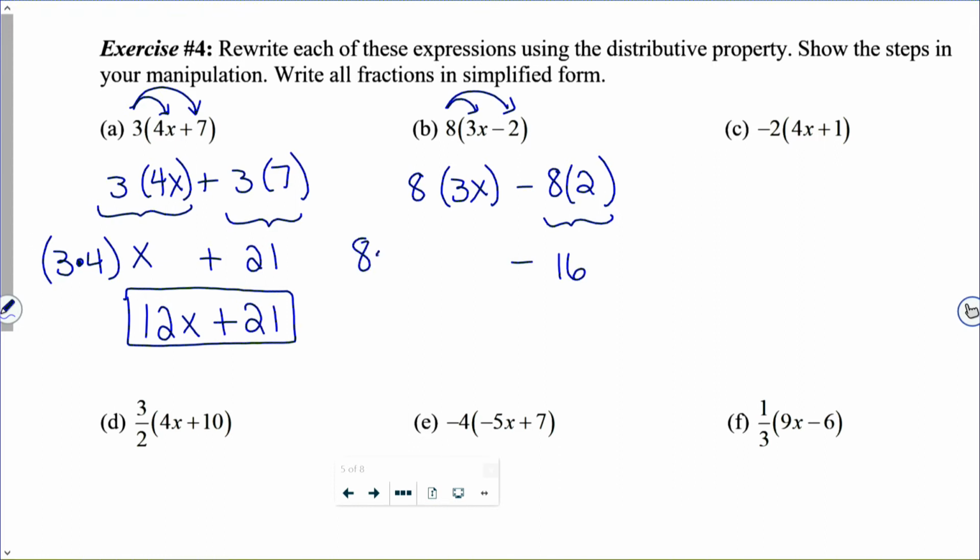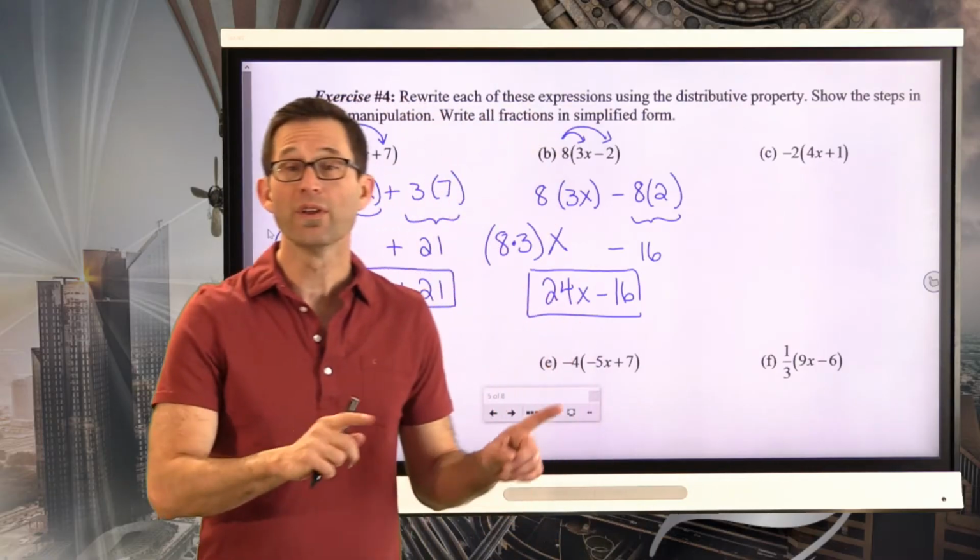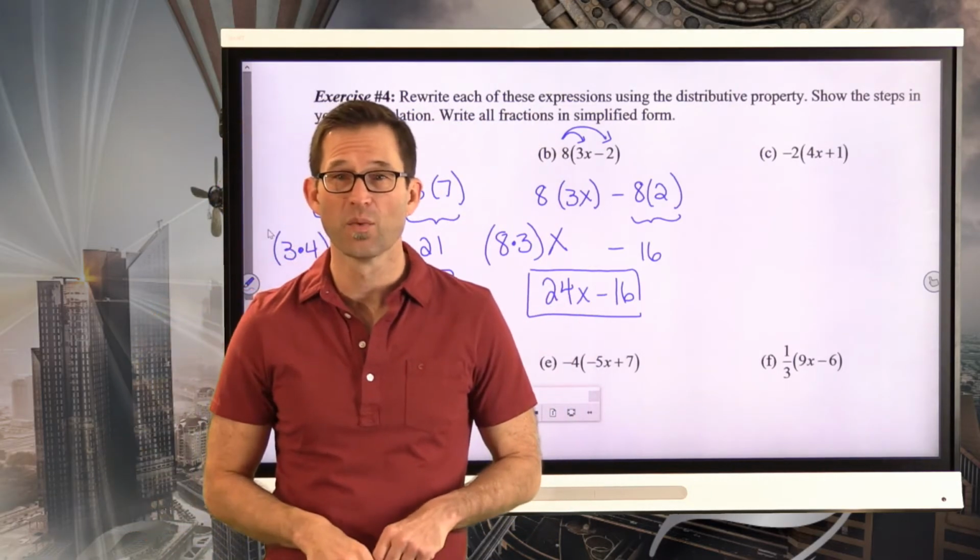Here again, technically, we've got 8 times 3 times x. There's my x, which is 24x minus 16. All right. So hopefully you got 24x minus 16 as well.